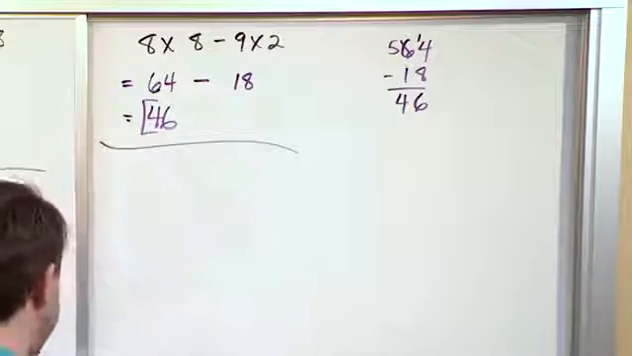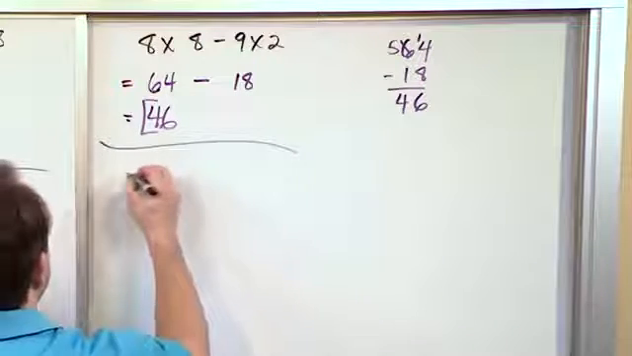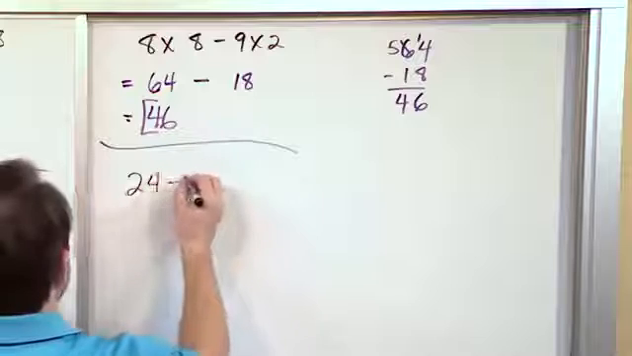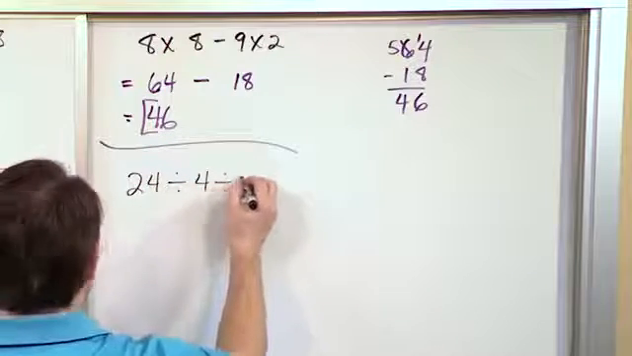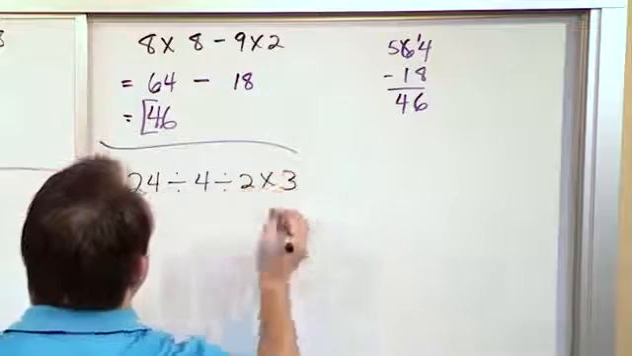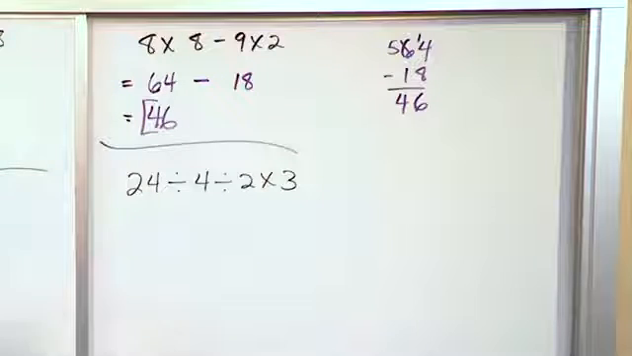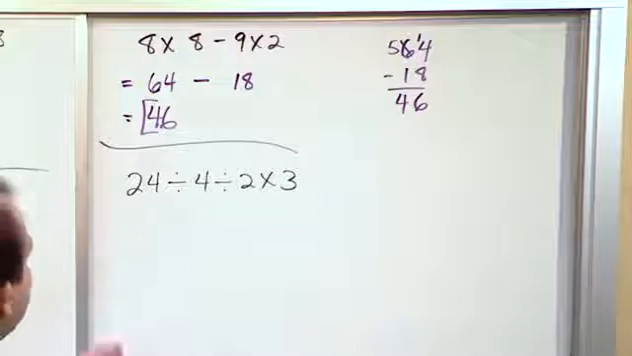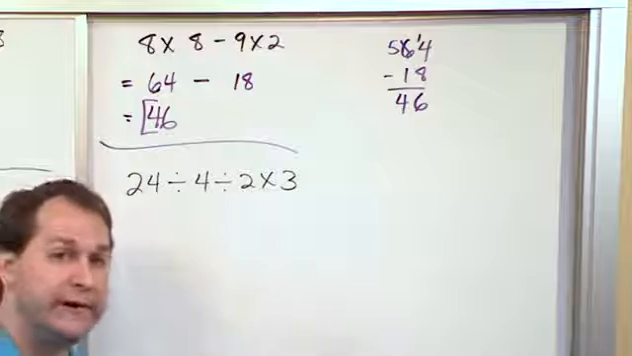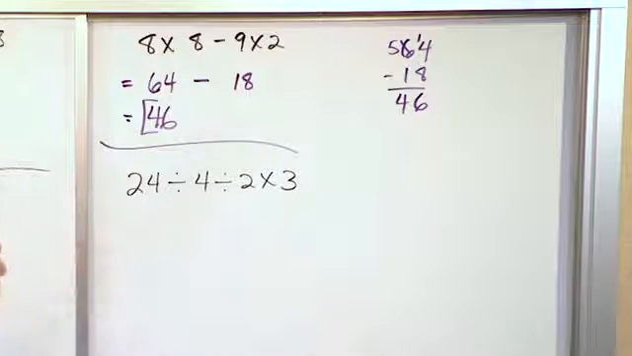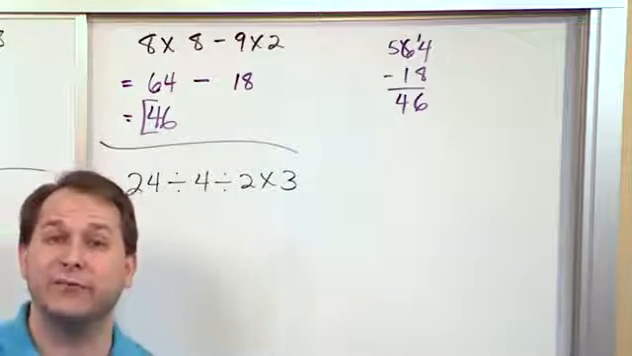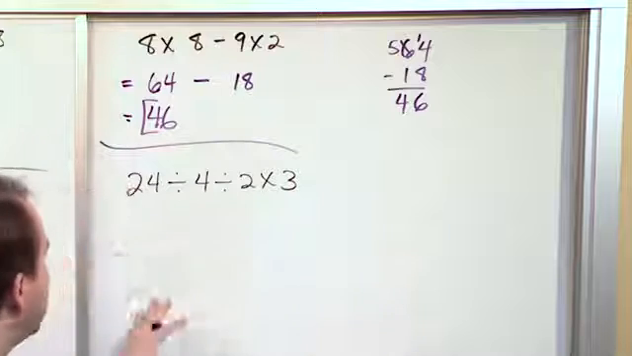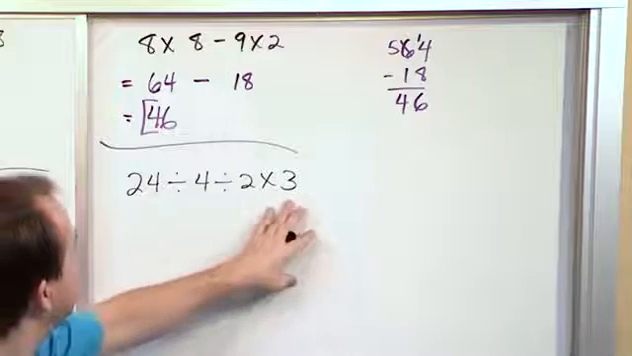Now, what if we have 24 divided by 4 divided by 2 times 3? Now here's where left to right is going to become even more important, okay? We first look for parentheses. We don't see any parentheses. So the next thing we do is look for multiplication and division, and we do it left to right, all right, left to right.